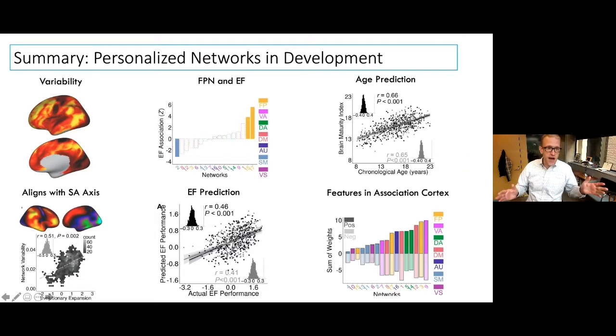So here, just to recap, what we found was that functional networks and their topography, where they're laid out on the anatomic cortex, are more variable in association networks. This aligns with other primary features of the Sensorimotor-Association axis. Furthermore, using a very simple summary measure, we found that kids who have more real estate devoted to the frontoparietal networks that are responsible for executive function are better at executive tasks. This allowed machine learning algorithms to predict executive function with a reasonable degree of accuracy in unseen participants.